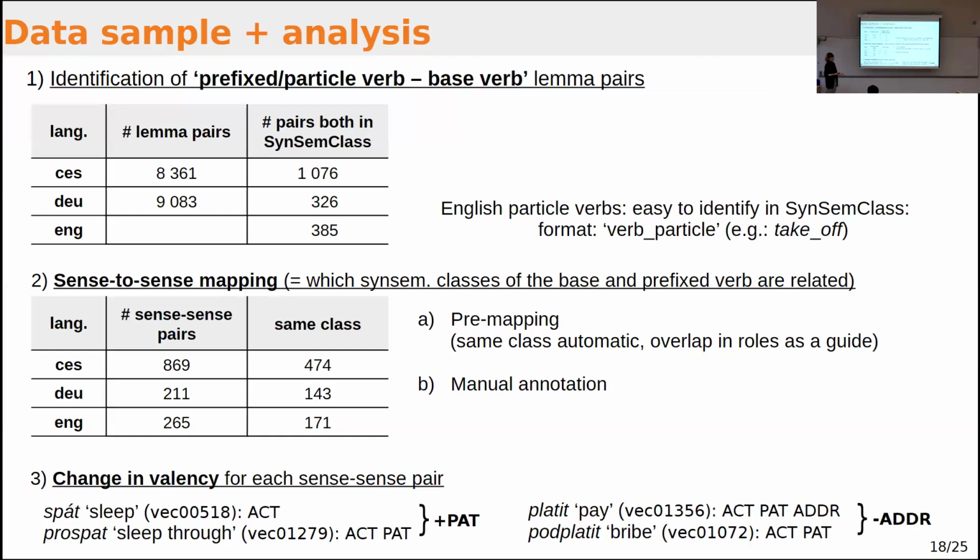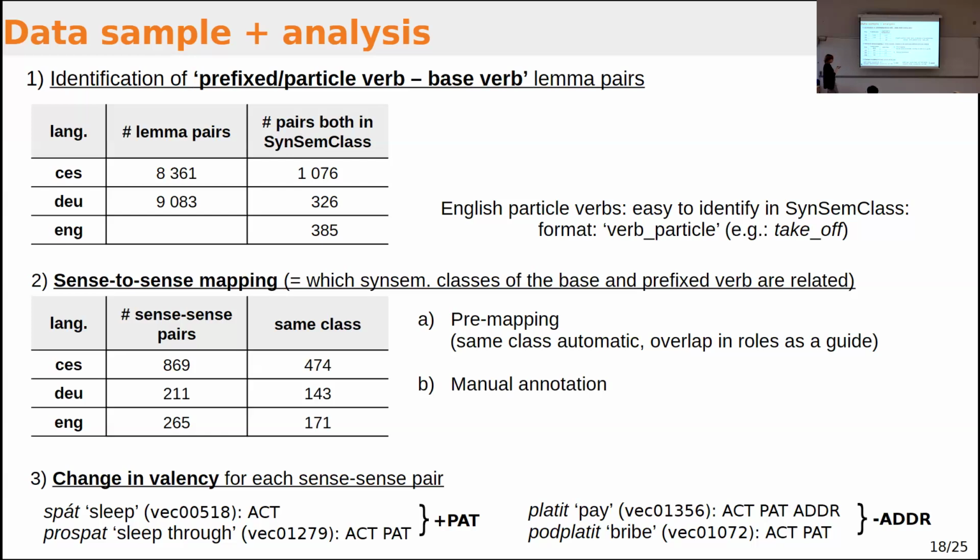So now that we have that, we can compile the data sample. First, we have already identified the lemma pairs of prefix verbs and base verbs for Czech and German. Out of the 8,000, about 1,000 of them are pairs such that both the prefix and base verb are recorded in SynSemClass. For German, it is way less, it's about 300. This is not because the prefix verbs would be less frequent in German, but because the coverage of SynSemClass is smaller for German.